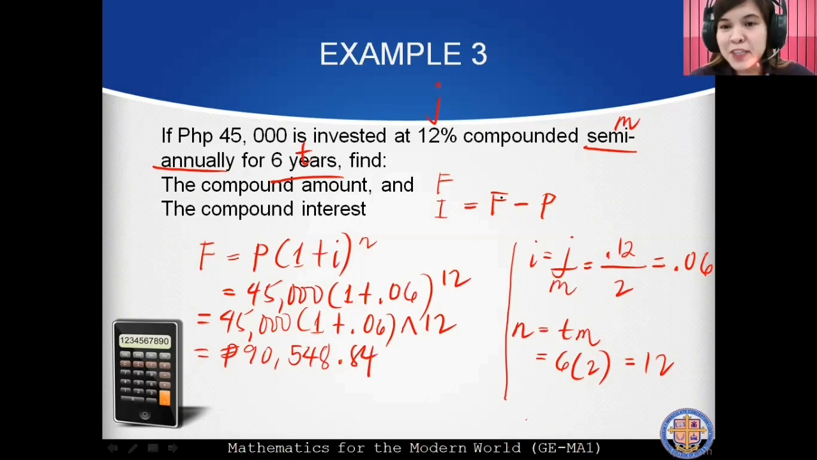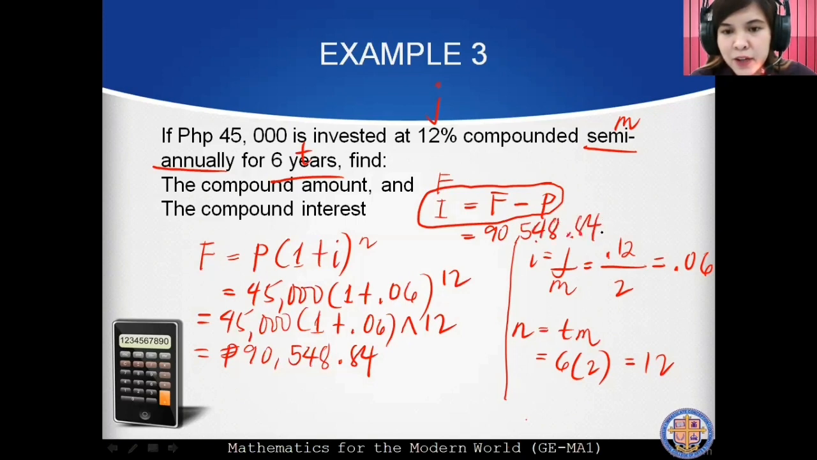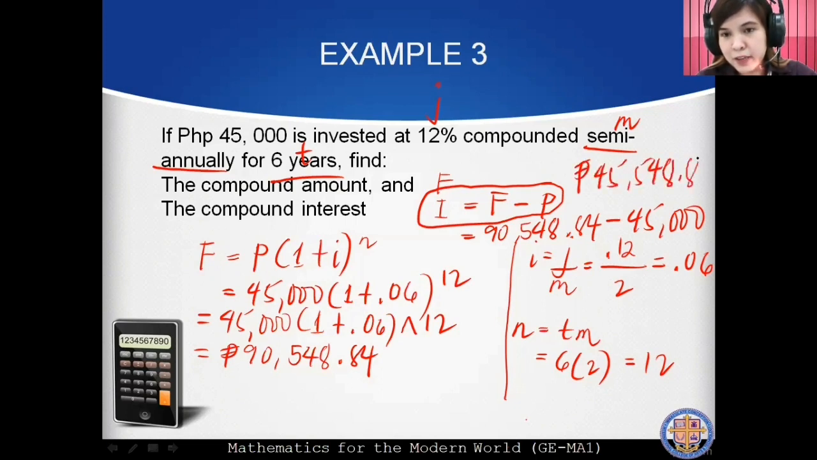We need to compute for the interest. So this is the formula above. This one. You can see, I'm encircling it right now. So, what is our F? The one just computed: 90,548.84 minus 45,000, our present value P. As you subtract in the calculator, the answer now is 45,548.84 pesos. So that's our interest.